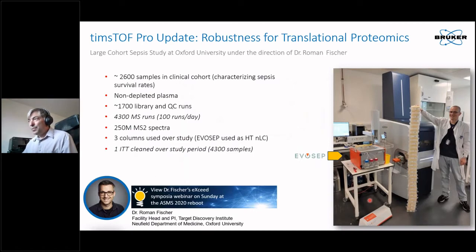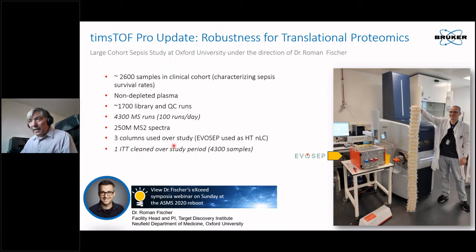And I mentioned very high throughput work. Now, this was DDA experiments, but Roman Fisher recently did a 2,600 sample clinical cohort and 1,700 library and QC runs in the course of about a month, 4,300 MS runs with the 100 sample per day method on the Evosep. You can see this is a stack of boxes that were run over the course of that study.